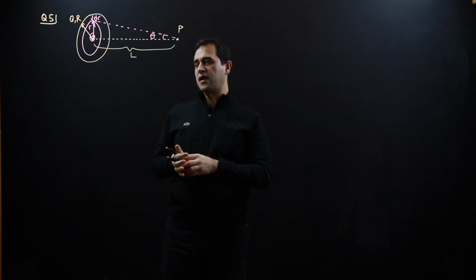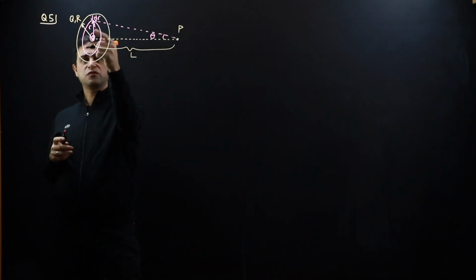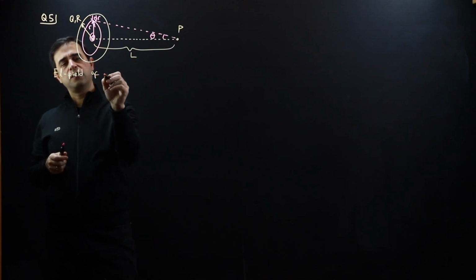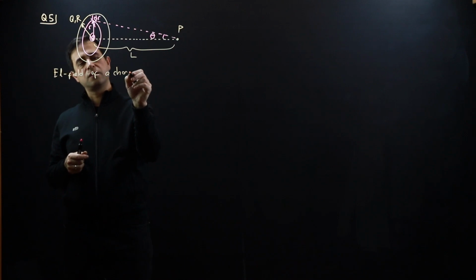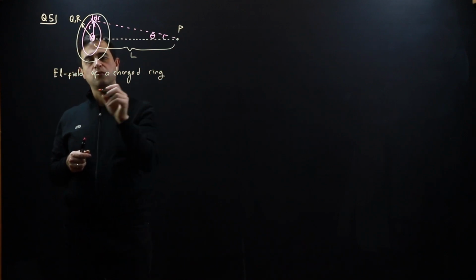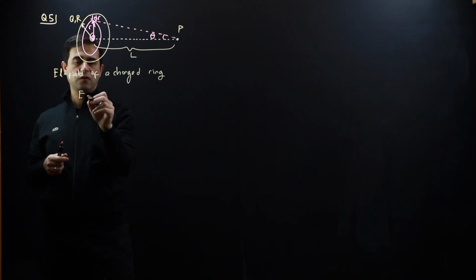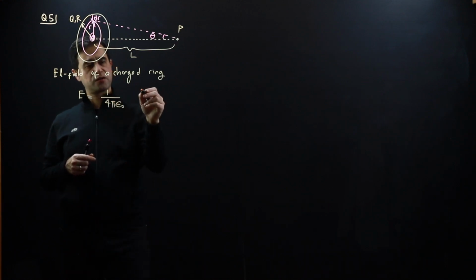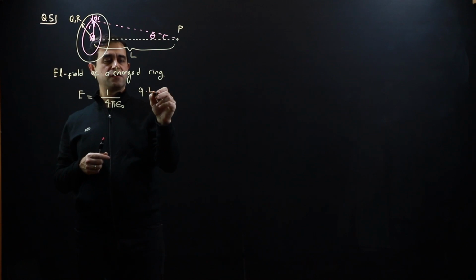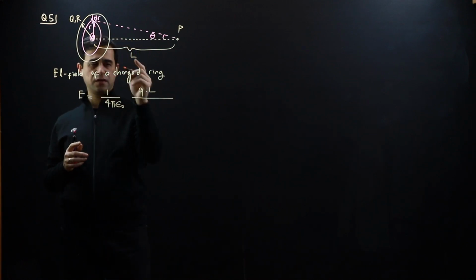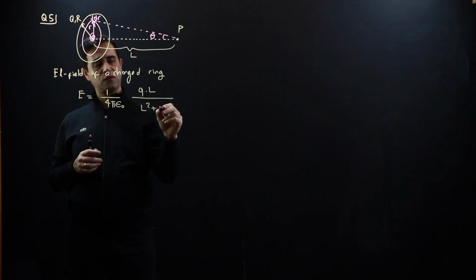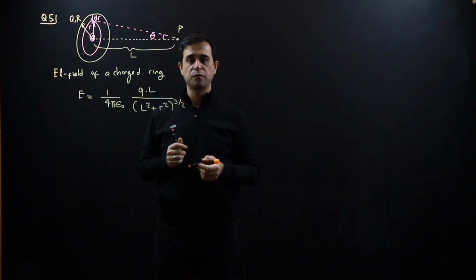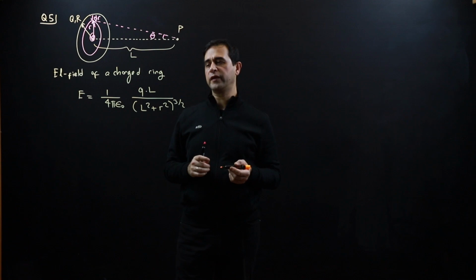So that's the idea. Let me remind you what the result of the previous question was, the electric field of a charged ring. E was equal to 1 over 4 pi epsilon 0 times the charge of the ring times the distance L, divided by (L squared plus the radius of the ring squared) to the power 3/2. This was the result of the previous question. If you don't remember, please go back to the previous video and check it out.